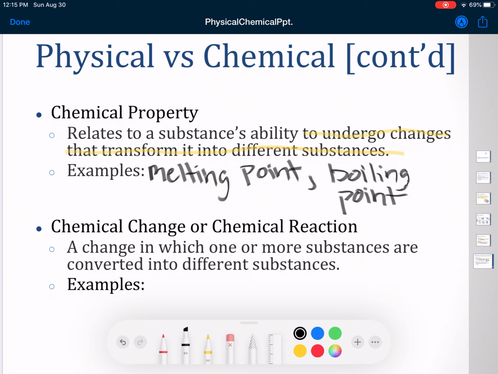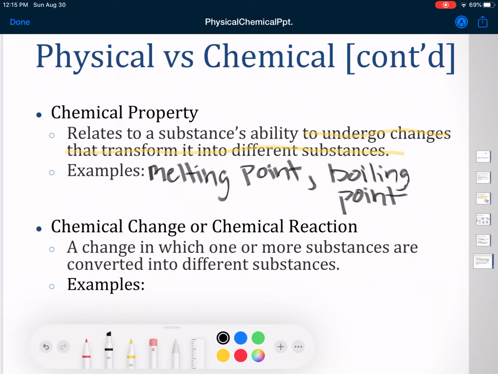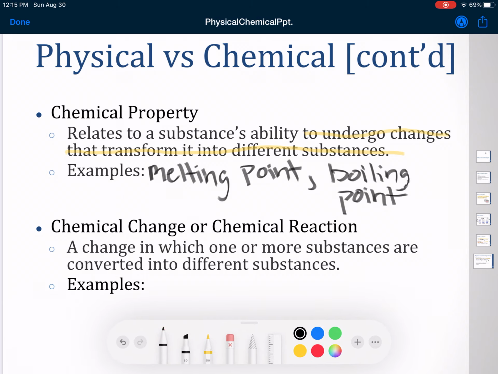If we boil water, right? If I have a pot here that I'm boiling water in, and that's giving off some sort of steam, our water is changing into a gas, right? Our liquid is going to a gaseous state. That's going to be a chemical property or a chemical change, okay? So the boiling point is the point at which this water is changing into a gas.